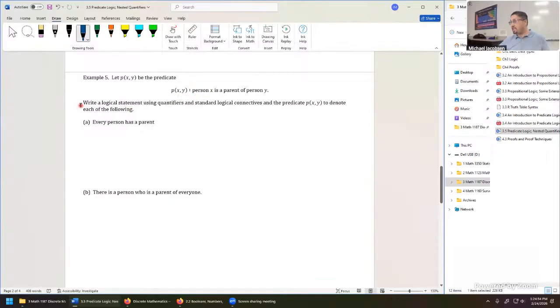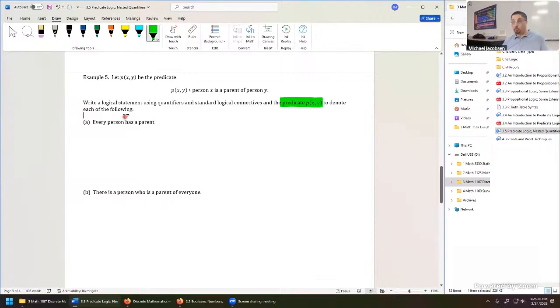It says, write the logical statement using quantifiers and standard logical connectives and the predicate function P of xy. So lots of requirements on this one. To denote each of the following: every person has a parent. There's a person who's a parent of everyone.